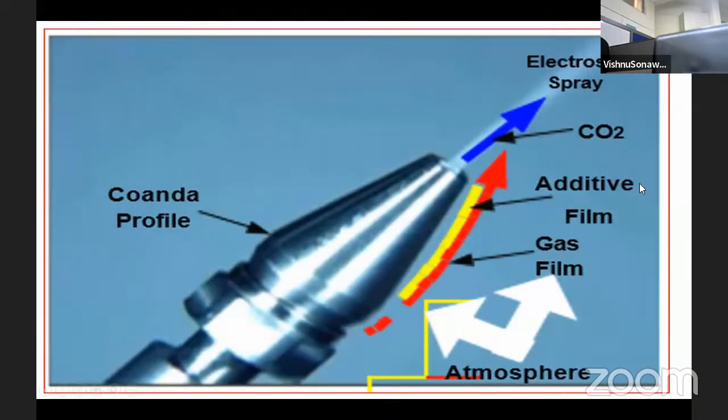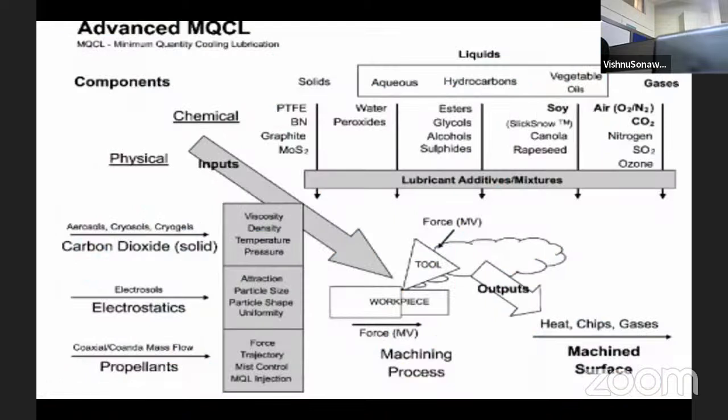Here an electrosol spray is provided. There is a gas film and an additive film. This carbon dioxide and electrosol spray is provided to supply the air and the oil, right? And this is the advanced MQCL, the minimum quantity lubrication. This is the physical component and the chemical component. Here we can use PTFE, a solid material, and liquid materials, that is aqueous solution, hydrocarbon, vegetable oil. Ester, glycol, alcohol, and sulfides will be supplied. These materials are used.